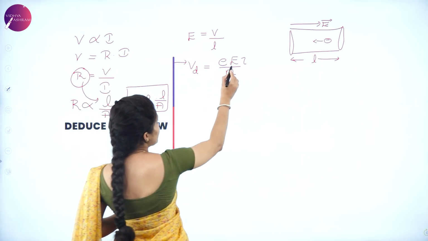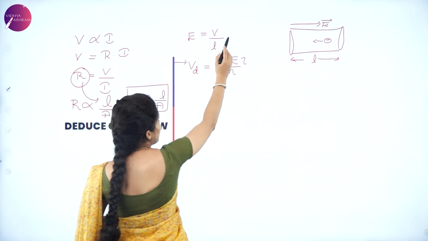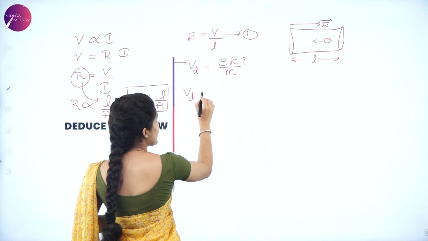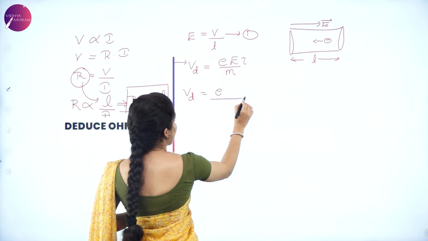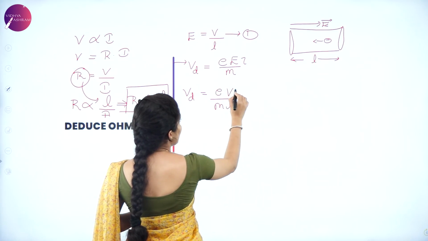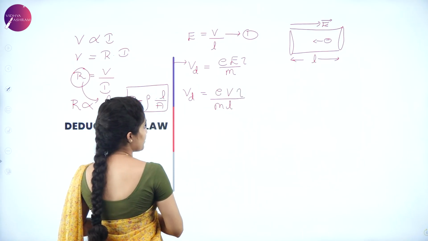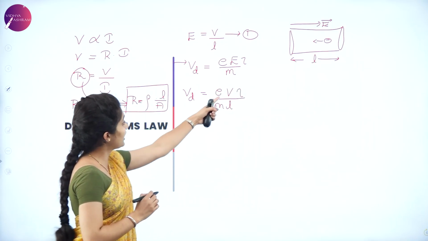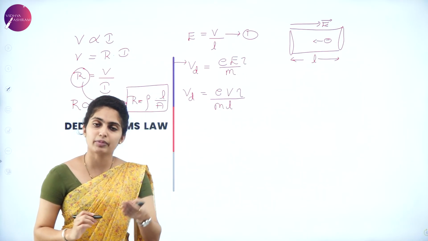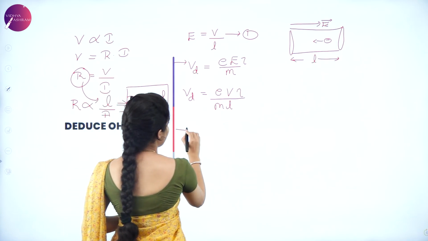So now, in the place of E, can I substitute my equation 1? Yes, I can do it. So Vd is equal to e divided by m, and your V stays here, L comes down, and your tau stays here itself. So you have got V and L in the place of E. Correct? Next, coming to considering the current I.